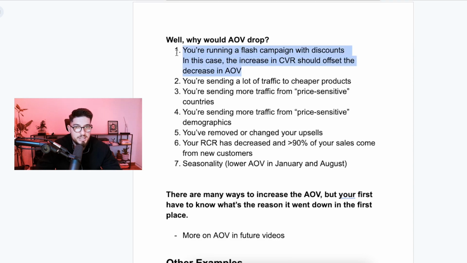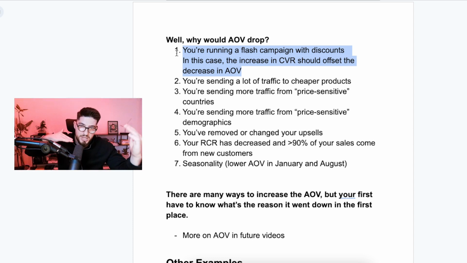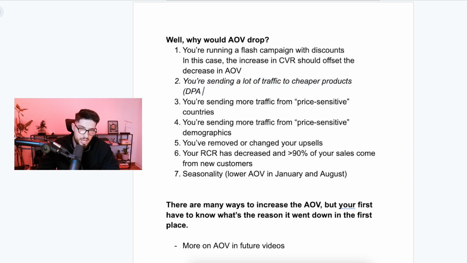So the first case is you're running a flash campaign with discounts, which in this case, the increase in conversion rate from the discount should offset the decrease in AOV. The other case, you're sending a lot of traffic to cheaper products. This happened to me with a client from DPA ads, so dynamic carousel. Cheap products were ranking higher and Facebook was giving more budget to those.